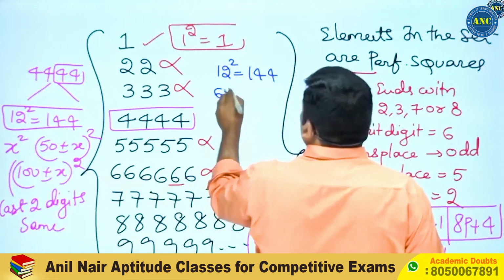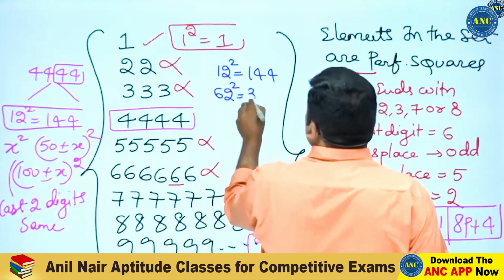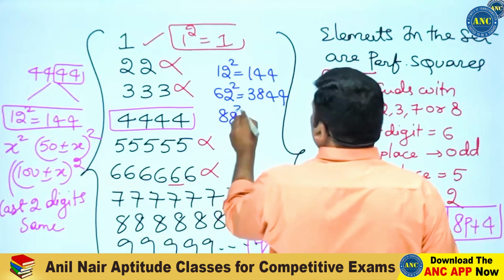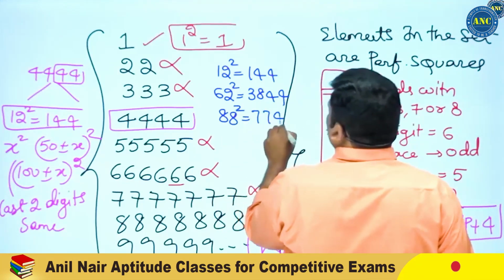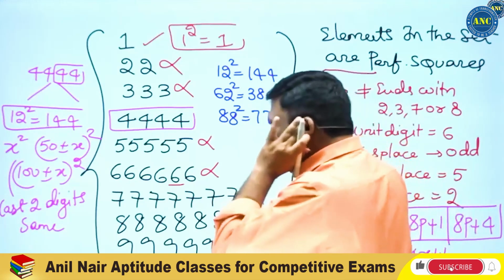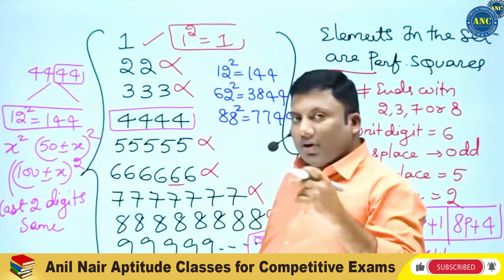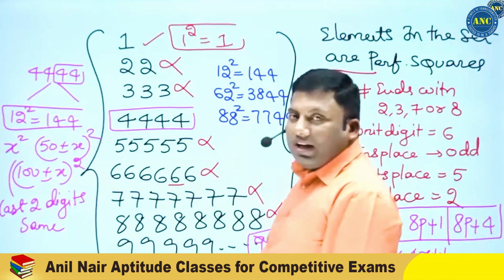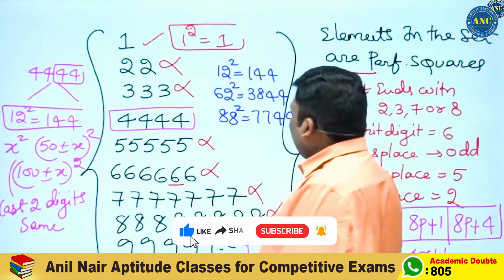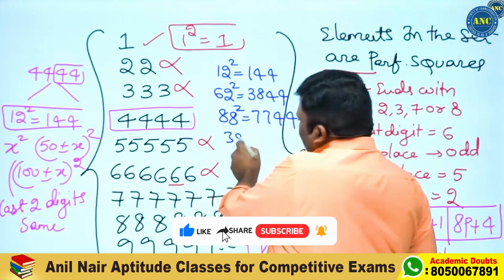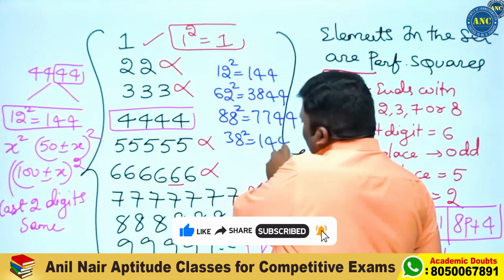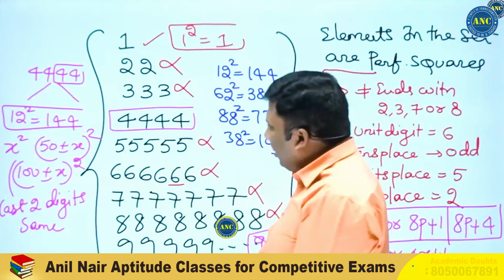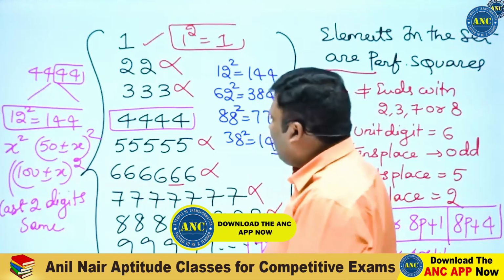50 plus 12, 62 square is 3844. 100 minus 12 is 88 square, 7744. 50 minus 12 is 38 square, which is 1444, ending with a triple 4. What is the number? 44444. It is not possible.